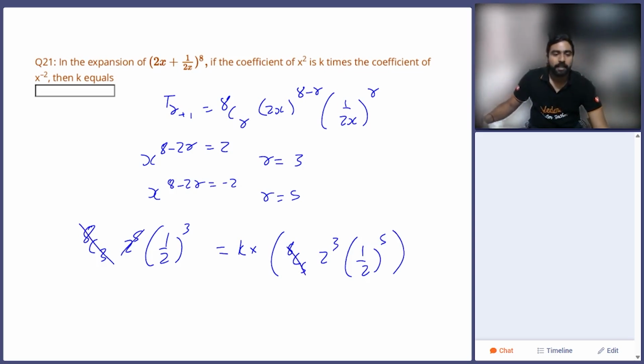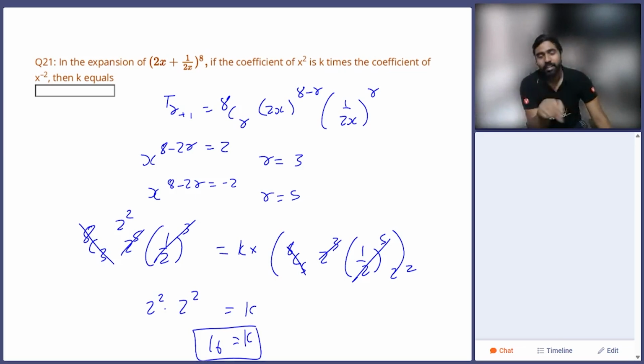8C3, 8C5 can be cancelled out. 2 power 5, 2 cube can be cancelled out. This is 2 square. 2 power 3, 2 power 5, 1 by 2 power 5 can be cancelled out. I get 2 square. So what is k equal to? K is equal to 2 square into 2 square, which is 16.